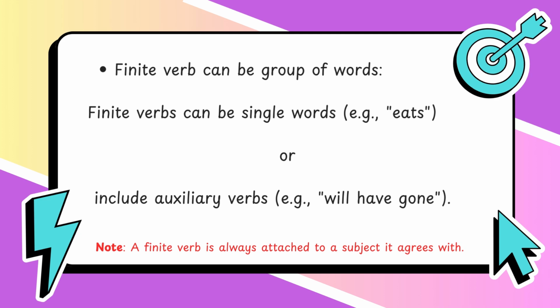So, for a recap, the finite verb is a type of verb that connects with a subject to show tense. So that means when it connects with a subject, it tells us if the tense is in the present or the past or the future. A finite verb can also stand as the main verb in a sentence. And a finite verb can be in the singular form or in a group when it has auxiliary verbs attached to it. That's what we did today.